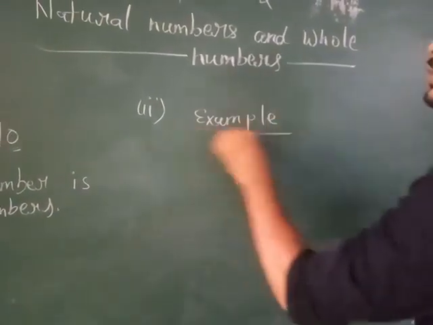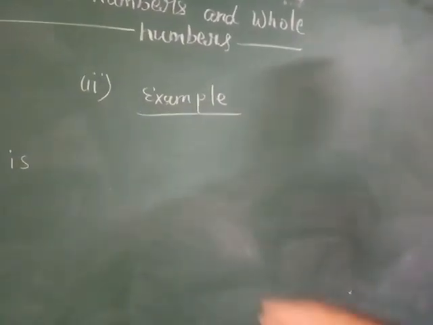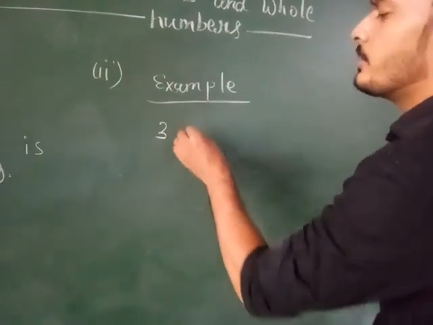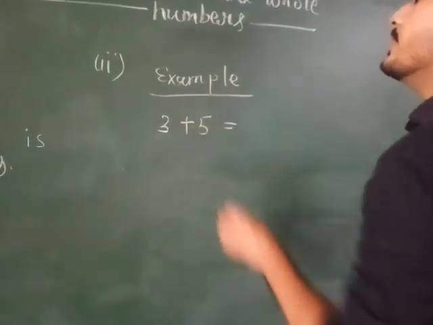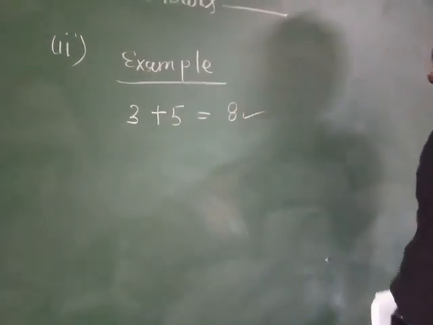Let's take two odd numbers. Odd numbers are those which are not divisible by 2. So 3 is an odd number and 5 is an odd number. When we add these two terms, we will get 8, which is an even number. 8 is not an odd number.